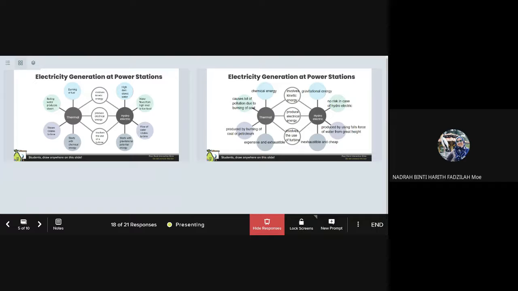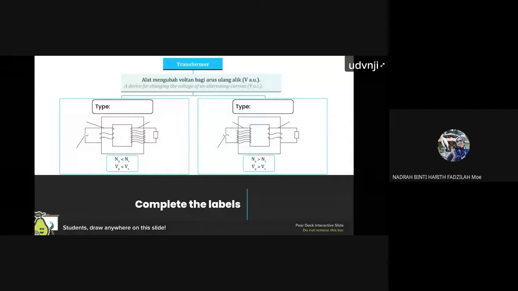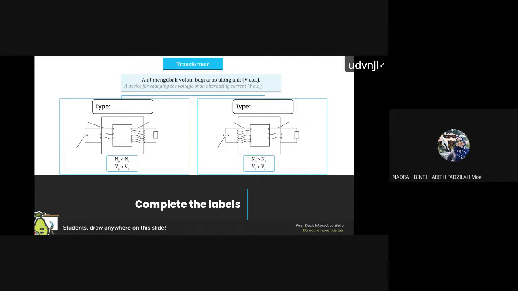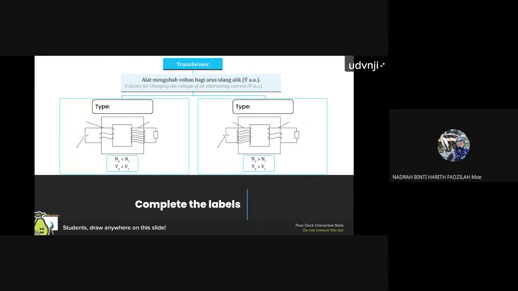Dah settle, Alhamdulillah. Alright, so sekarang ni jom kita tengok transformer pula. Okay, so when we talk about alternating current, transformer is the device that can change the voltage of an alternating current. Kan tadi salah satu karakteristik untuk alternating current ialah dia punya voltage tu dia tak fix kan, dia berubah-ubah. Jadi bila ada transformer, dia boleh sama ada increase atau decrease the voltage.